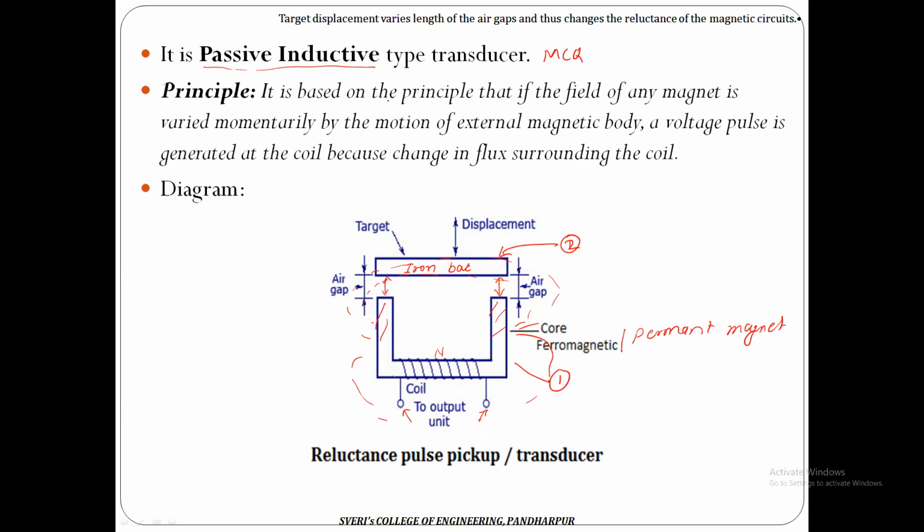It is based on the principle that if the field of any magnet is varied momentarily by the motion of an external magnetic body, a voltage pulse is generated at the coil because of the change in flux surrounding the coil here. And who will change the flux? The movement, or the displacement, of this iron bar in the magnetic field of this ferromagnetic material will change the flux. And when the flux changes, it will link with the coil, and that EMF is induced. This is the simple logic.